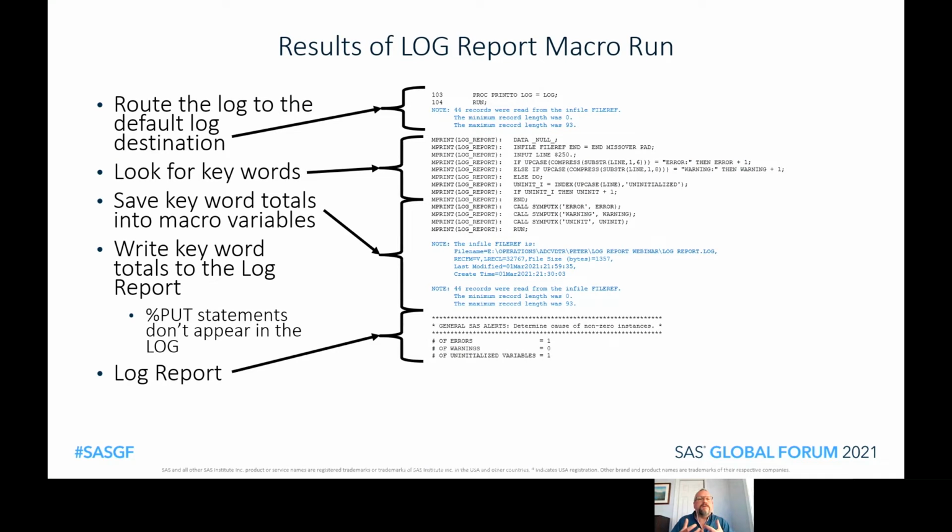And then the heart of this macro is going to read in each line of the log and use conditional logic to see whether there are instances of problematic words. One thing: %puts don't appear in the log, so this shot here doesn't show the actual %puts, but it shows the log report. Those last, I guess, six lines of the log report, that's the key. That's what I have the trade analysts look for when they run their programs.